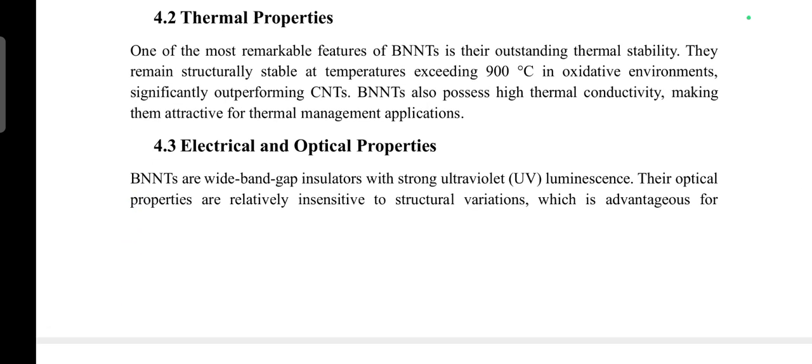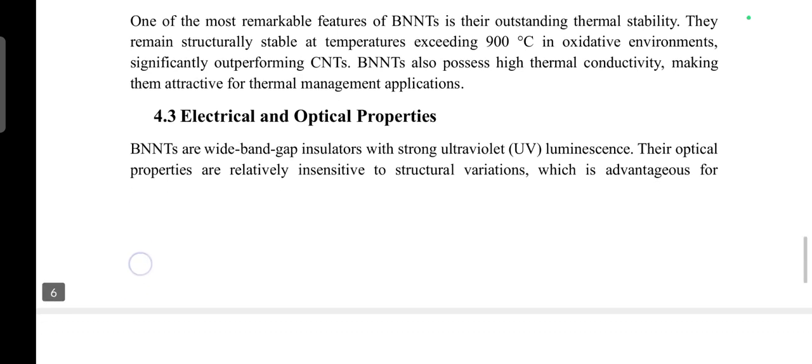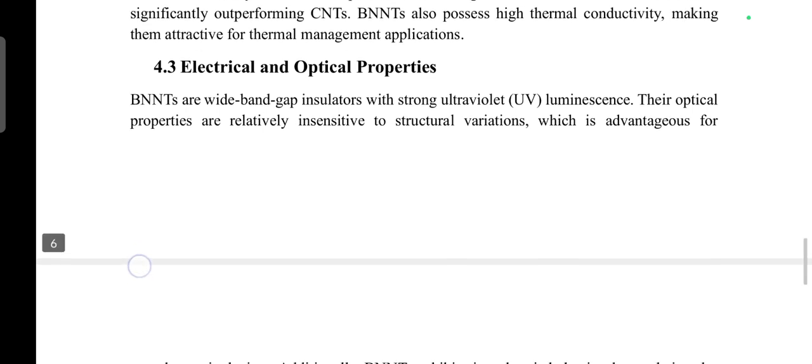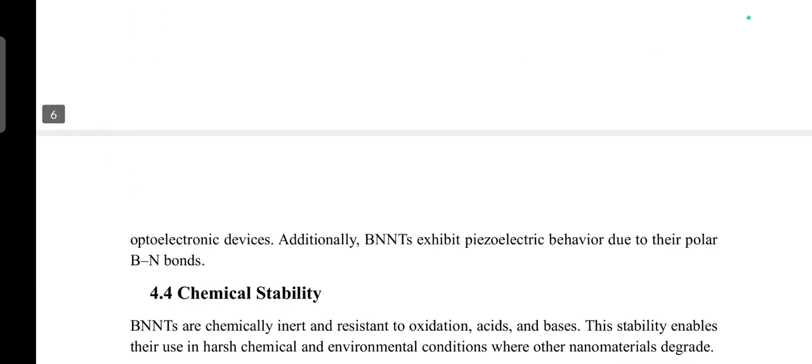Electrical and optical properties. Boron nitride nanotubes are wide band gap insulators with strong ultraviolet luminescence. Their optical properties are relatively insensitive to structural vibrations, which is advantageous for optoelectronic devices. Additionally, boron nitride nanotubes exhibit piezoelectric behavior due to their polar boron-nitrogen bonds.